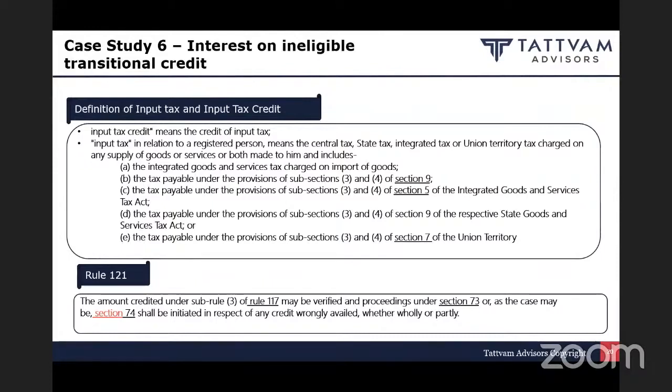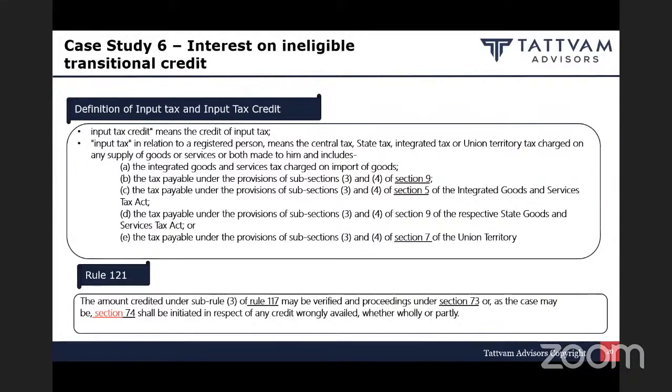interest and penalty. The issue is whether interest is leviable on wrong transitional credit, whether there is a provision under the GST law which provides for levy of interest on wrong transitional credit. If we see Section 50 sub-section 3, it talks about interest being levied in case the input tax credit has been availed and utilized. So the words used in Section 50 sub-section 3 are: input tax credit has been availed and utilized.